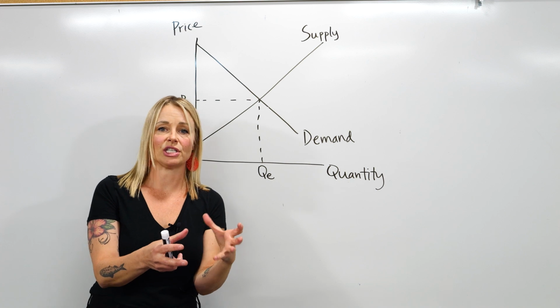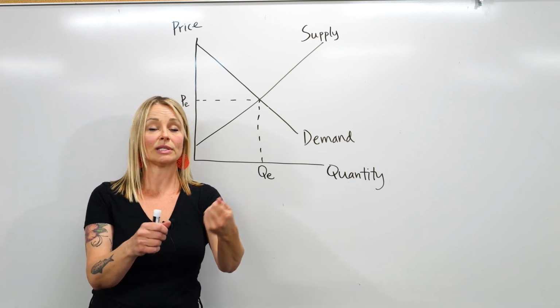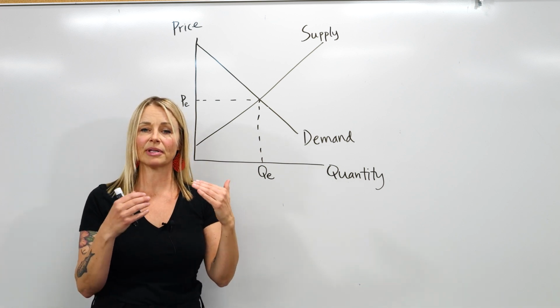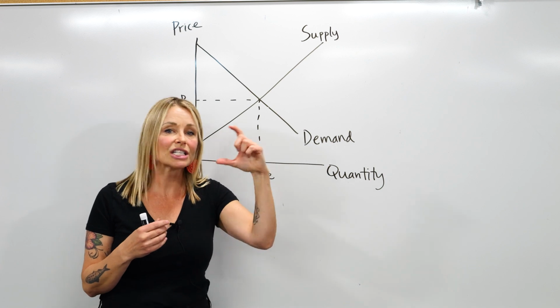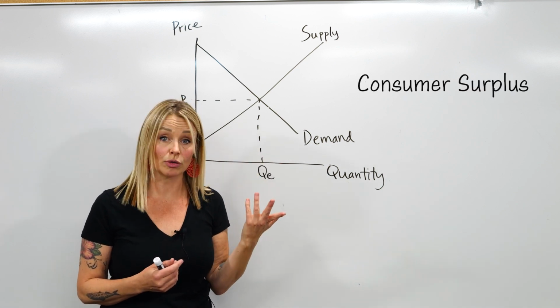themselves, oh my gosh, I love this t-shirt. I would pay $20 for it. And they turn the label over and it's only $10. So they are going to buy it, right? Not only are they going to buy it, but they're going to feel like that's a good deal. That extra $10 that you don't have to pay, that's considered the consumer surplus.